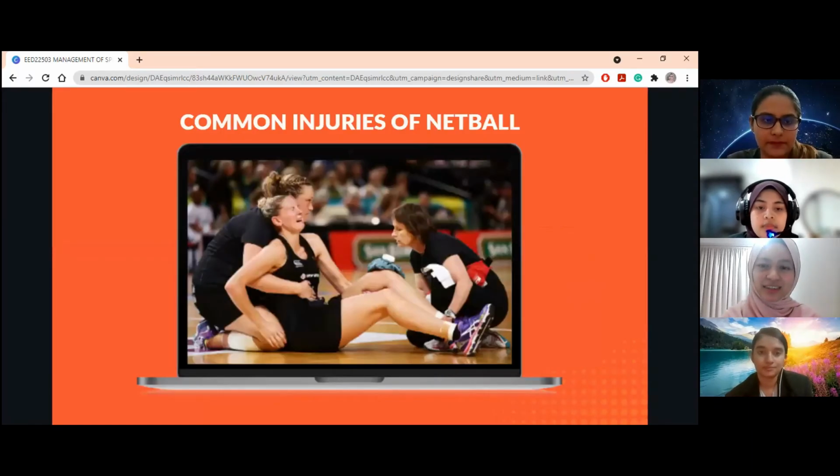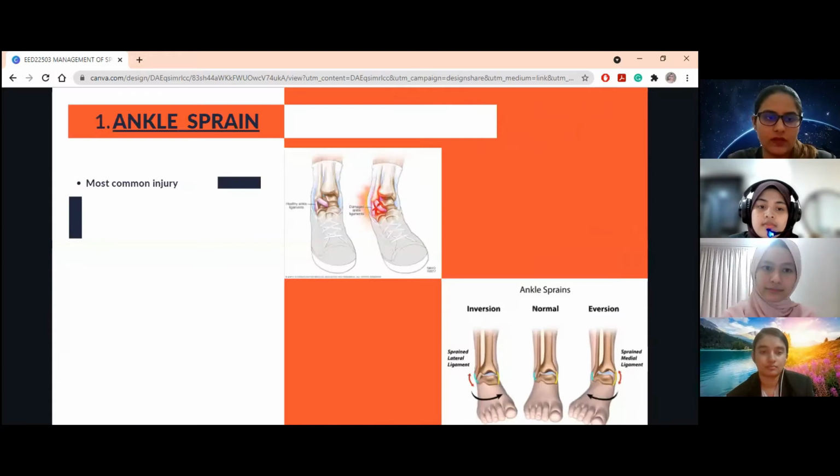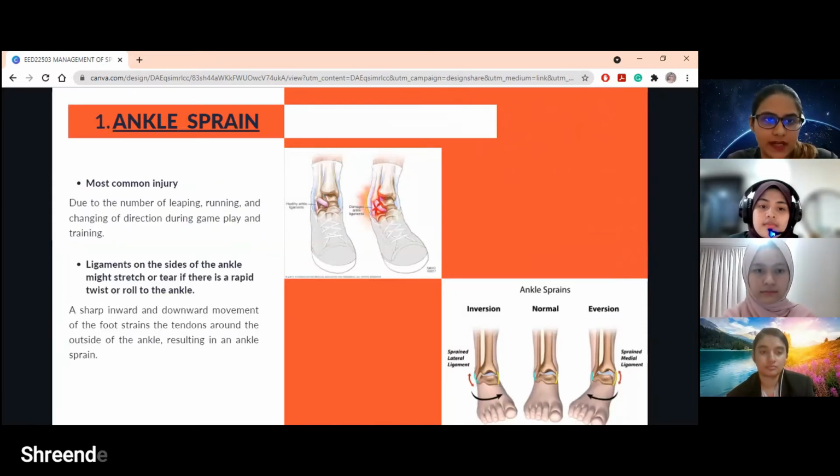Okay, so moving on to the common injuries of netball. We have ankle sprain, patellofemoral syndrome, patellar tendonitis, shin splints, and ACL. Firstly, we will begin with ankle sprains.